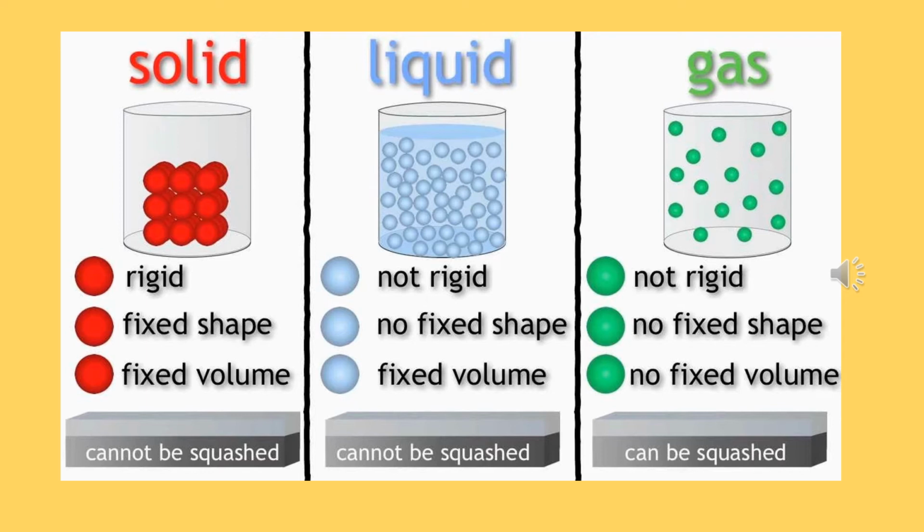In a gas, the particles are further apart and they move around and bounce off each other much more. There isn't a fixed shape and there isn't a fixed volume.